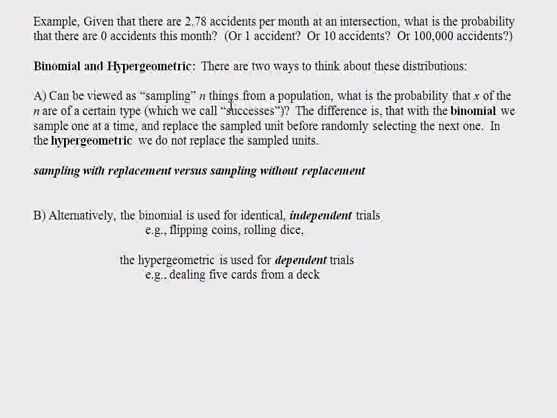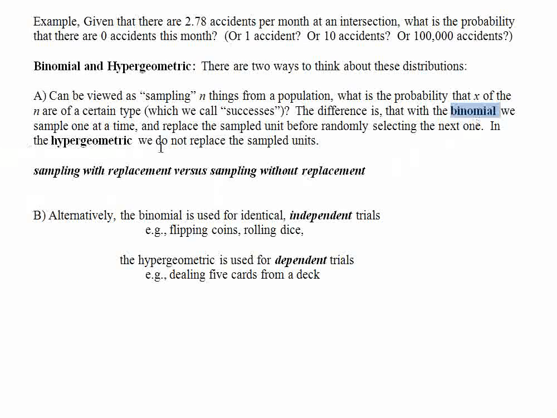So for example, we might have a bucket full of balls, and some of them are black and some of them are white. And out of this bucket of balls, we're going to select 5 balls. And we want to know, what is the probability that 2 of the 5 are white balls? That's a perfect example of what we could be doing here. Now, the big difference between these two distributions, the binomial and the hypergeometric, is that with the binomial, what we're assuming is that we're sampling one ball out of the bucket at a time, and then we replace the sampled one, mix the balls back up, and then we sample the second one. So we replace the sampled unit before randomly selecting the next one.